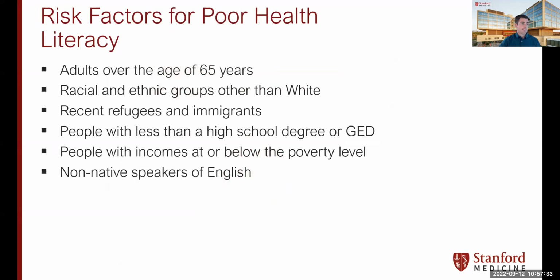And then finally, just identifying patients who are at high risk for poor health literacy. So adults over the age of 65, racial and ethnic groups other than white, recent refugees and immigrants, people with less than high school degrees, people with incomes at or below the poverty level, and then again, non-native speakers of English.